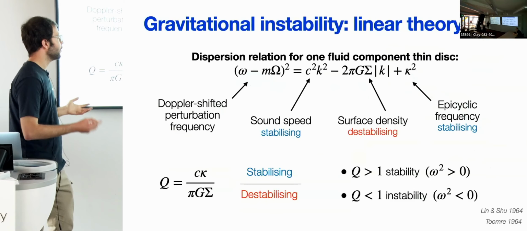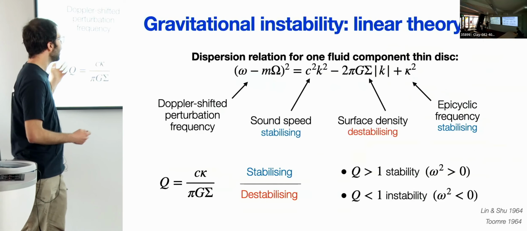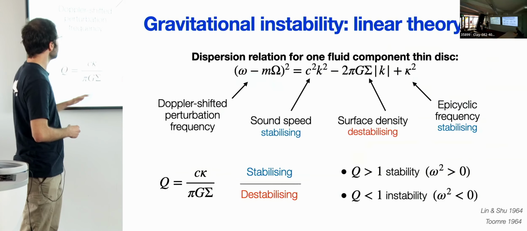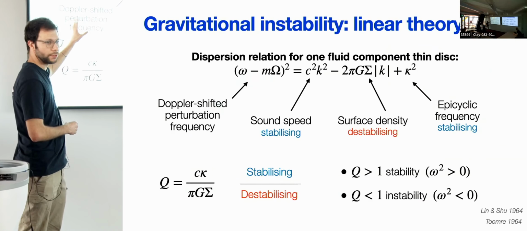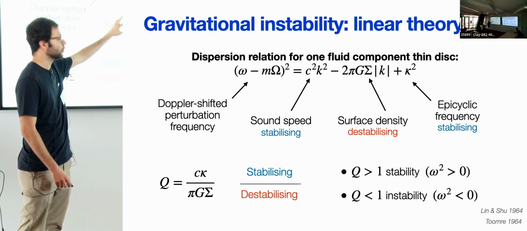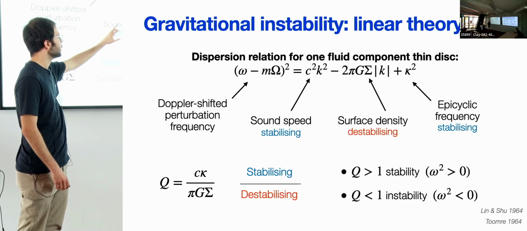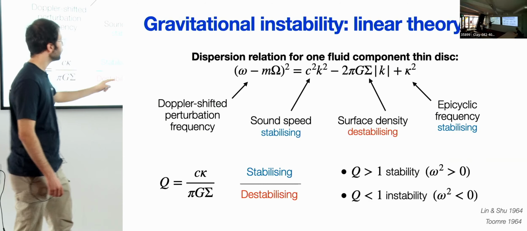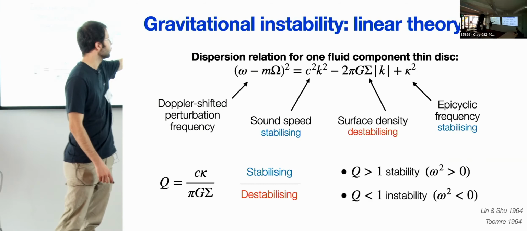If we want to summarize gravitational instability in one slide, we should study these equations. This is the dispersion relation for a one-fluid-component thin disk. The Doppler-shifted perturbation frequency is given by the competition of three effects. The first is the pressure, the sound speed, which is a stabilizing term. The second is linked to the surface density of the disk, so it is destabilizing since it is related to self-gravity. The third is the epicyclic frequency, so the rotational support of the disk.